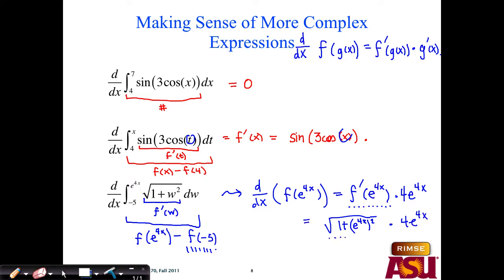So this is just the expression we defined to be f prime, that rate of change function, was originally f prime of w. Now we have f prime of something else. It's just an independent variable or input exchange. We exchanged a w for an e to the 4x.